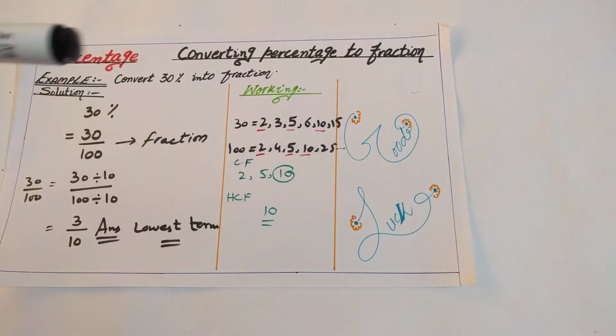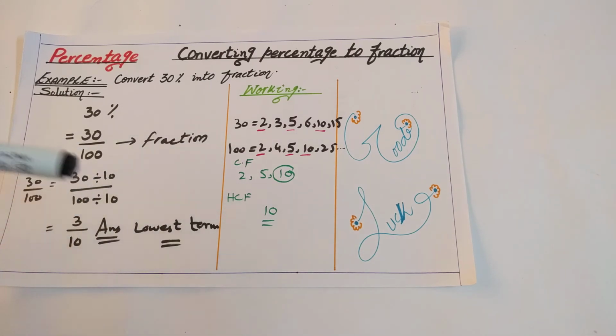Here 10 is the highest common factor for 30 and 100. So you will divide 30 and 100 by 10 to get the lowest term. So 3 by 10 is the lowest term of this fraction. So 3 by 10 is the answer of this example. I hope you understand this example.